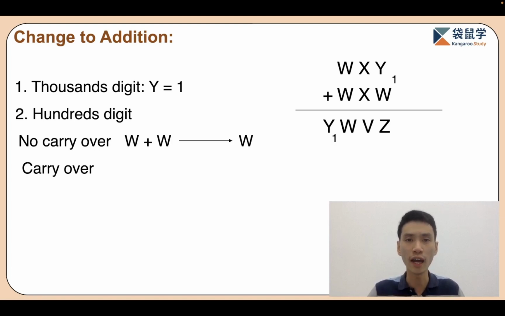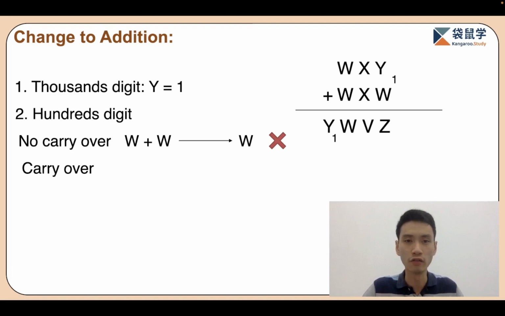If there's no carryover, we have W plus W getting the digit of W. Now, is there any W that could satisfy this condition? If you tried all the digits from 0 to 9, you would find that no, there's no W to satisfy this. But not to worry, let's consider the carryover situation.